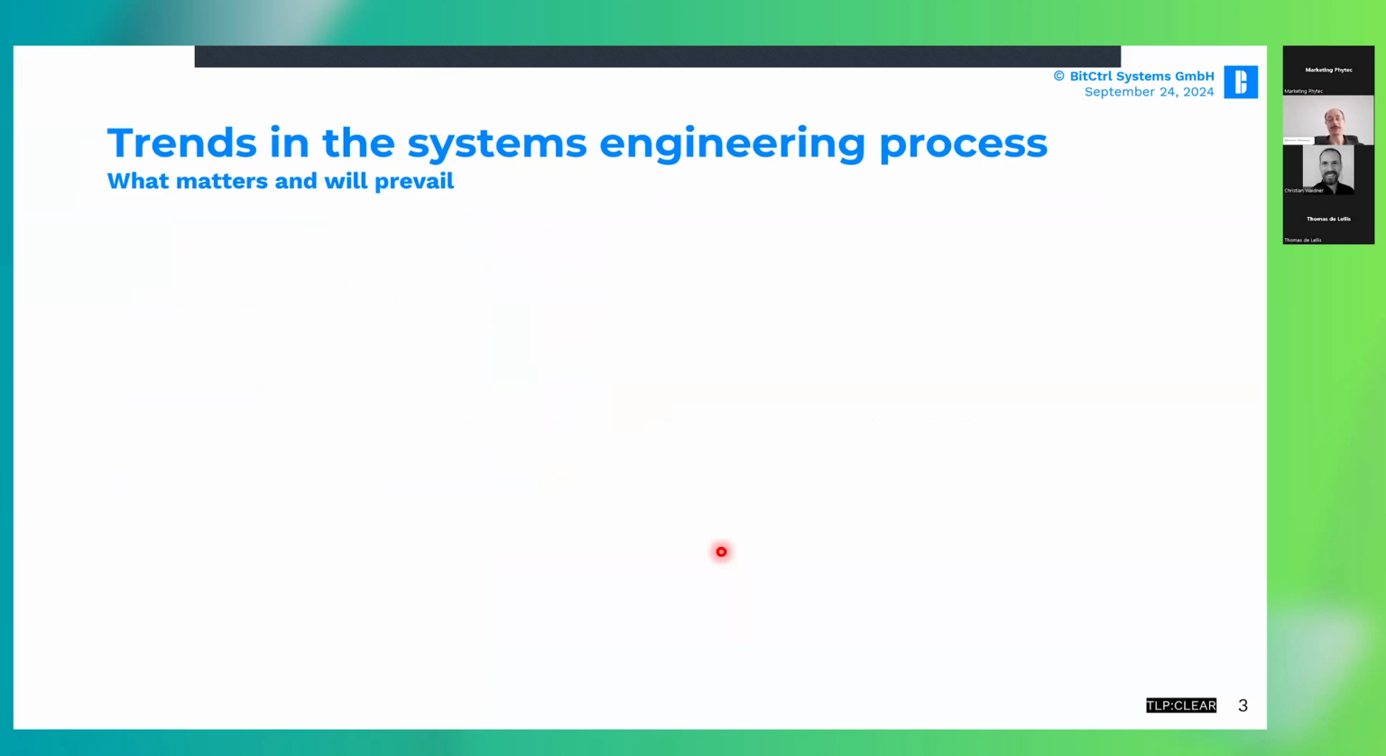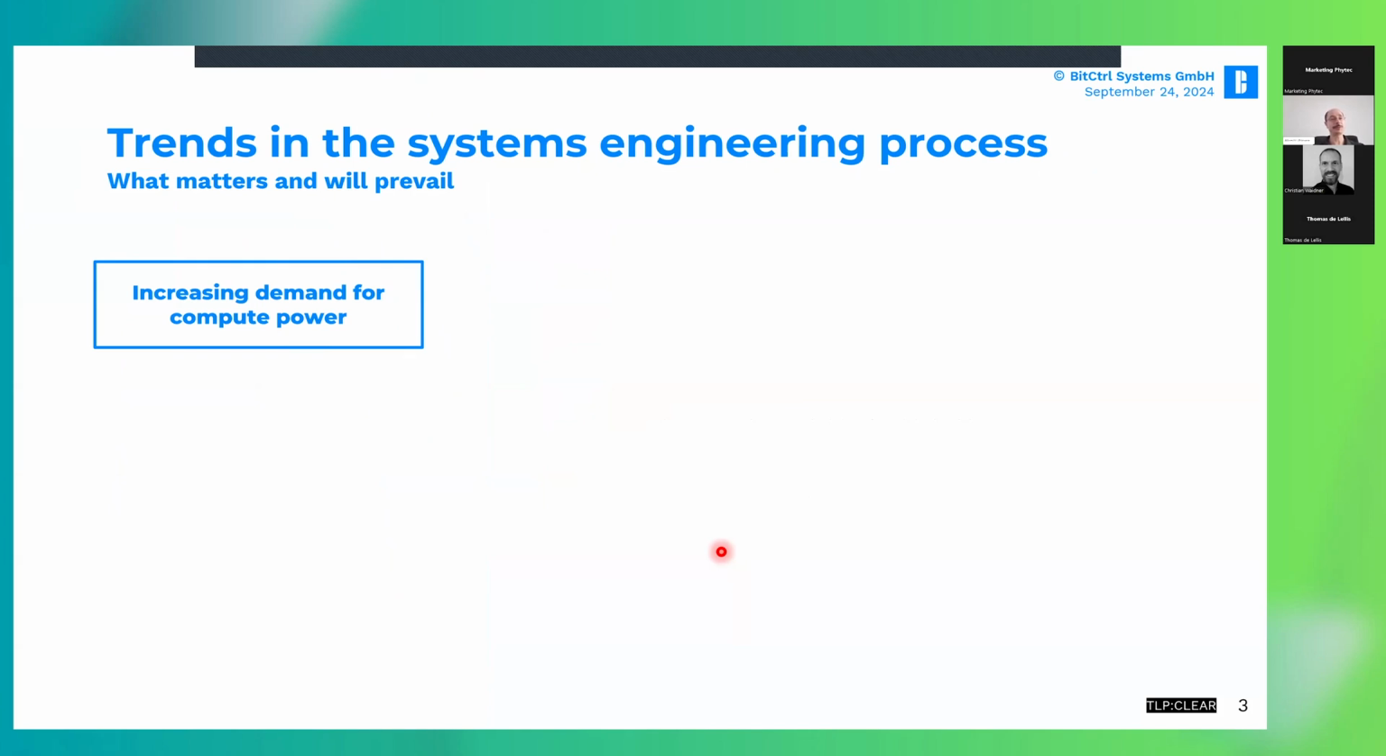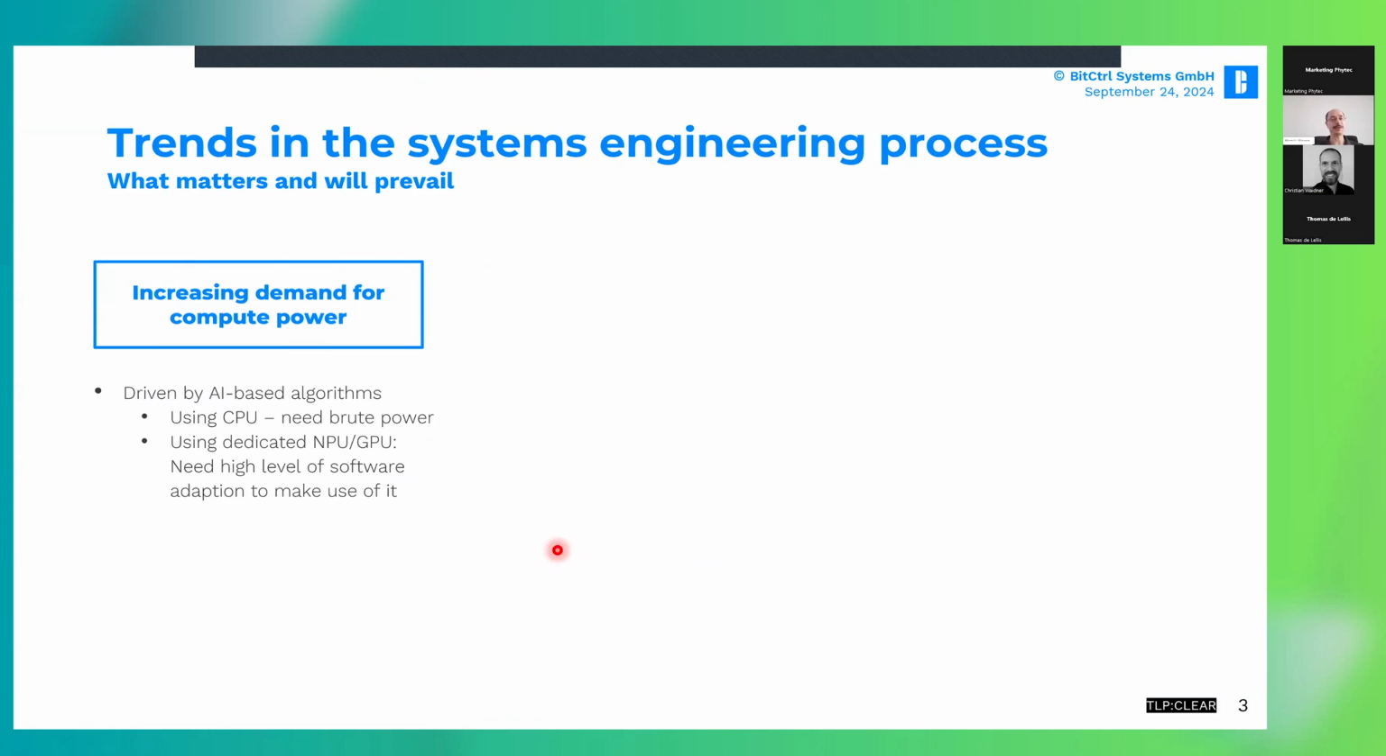Now let's start with some trends that we believe are important. What we are seeing is an increasing demand for compute power, driven very much by AI-based algorithms that either need brute power when they run on the CPU, or, if they are using designated hardware like GPUs or NPUs, need a high level of software adaptation to really make use of it. But also increasing customer expectations with regards to functionality, usability and user experience, or integration of third-party software, drive this demand.